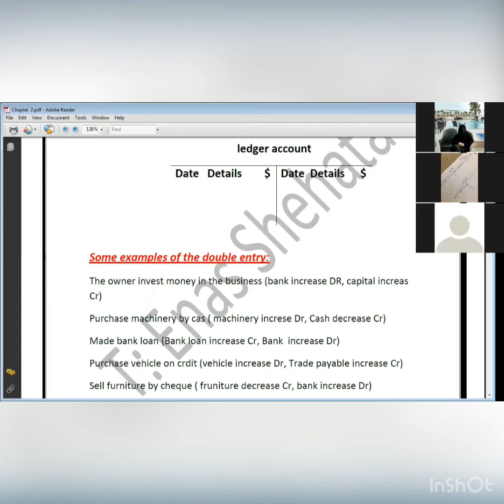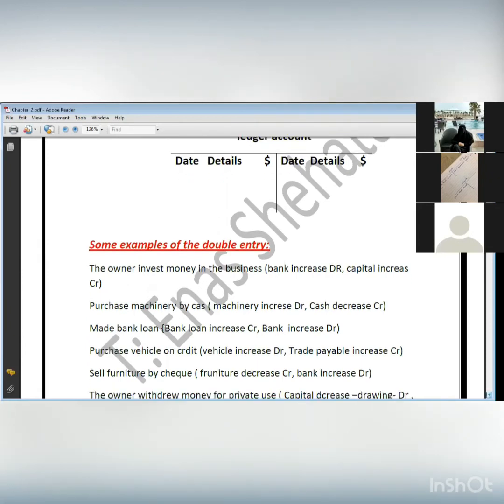Sell furniture by check. I sold furniture. When you sell furniture, this means that your furniture increases or decreases? My furniture will decrease. So furniture is what? Furniture is assets. It's my resources. So when assets decrease, it will be debit or credit? It will be credit. When you sell something, you have to receive something in return. I received what? I received a check. Check means bank. So your bank increases or decreases? My bank will increase. So when your bank increases, it will be debit.